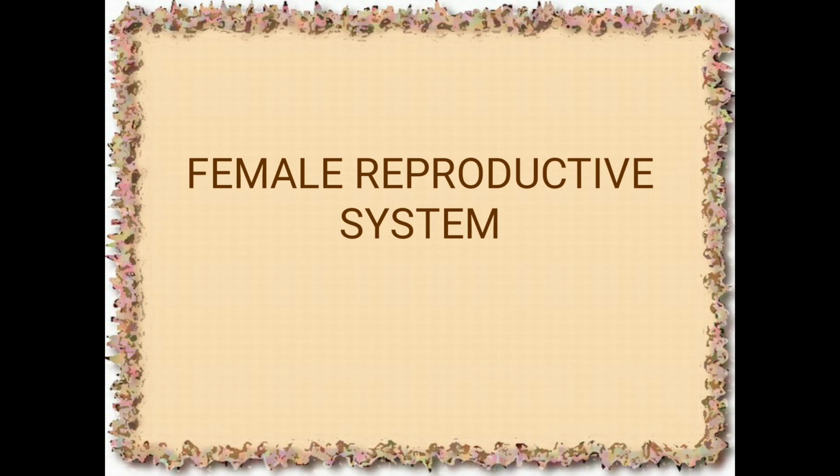Hello students. So the topic is female reproductive system. In this we are going to see the functional anatomy of the female reproductive system, then oogenesis, and then menstrual cycle and hormones regulating the menstrual cycle.